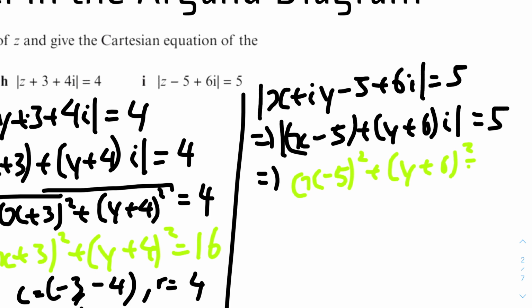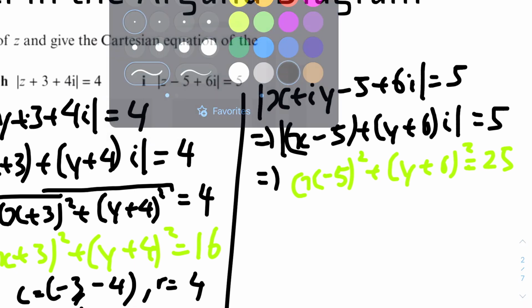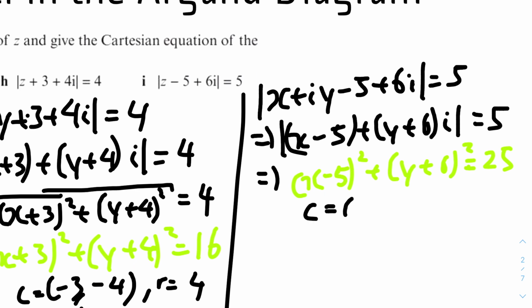equals 25. So from here we can see the center of the circle is at 5, minus 6, and the radius is 5.